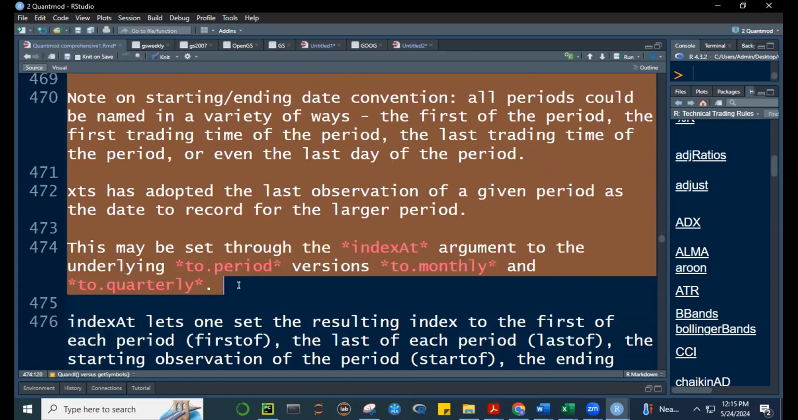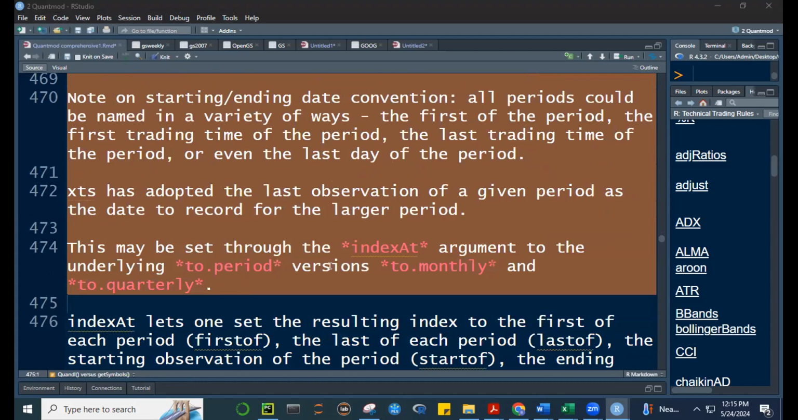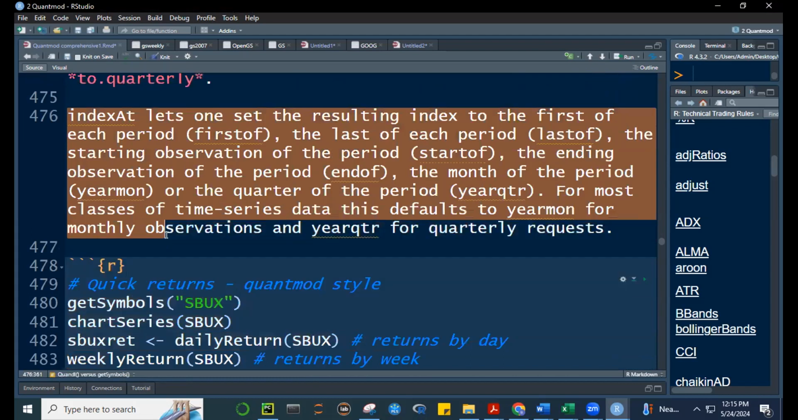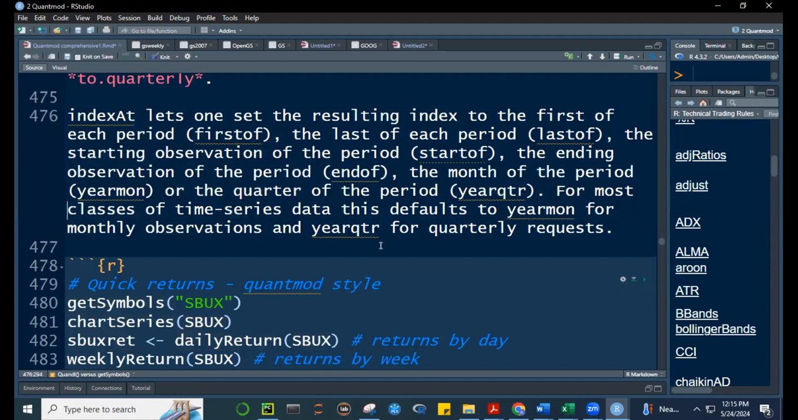Let me split it into two. So first this one, and also this one. Okay, we're now going to that part where we have to learn how to compute for the returns.